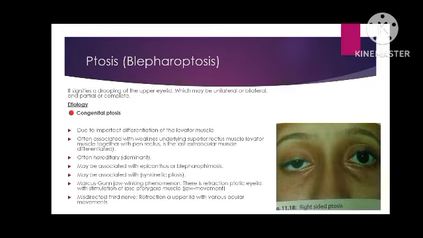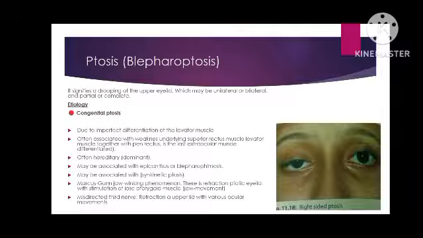The main etiology is congenital ptosis due to imperfect differentiation of the elevator muscles, often associated with weakness of the underlying superior rectus muscle, the elevator muscles together with other extraocular muscles. Often hereditary, with dominant inheritance, it may be associated with epicanthus and blepharophimosis, and may be associated with synkinetic ptosis: Marcus Gunn jaw-winking phenomenon.